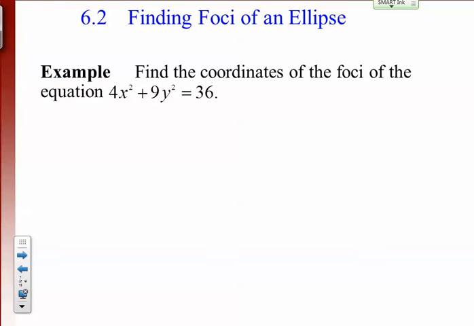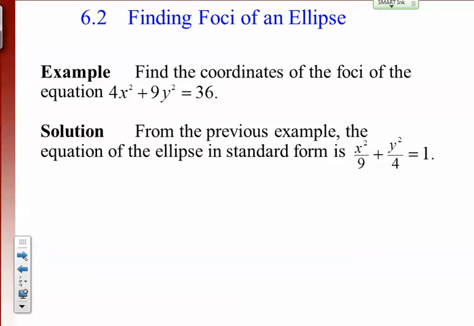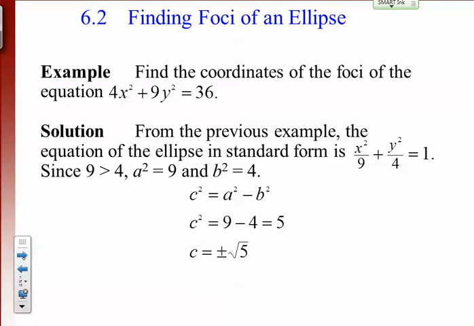Okay, we also talked about focus points. So what about the focus points for this graph? Well, we start out by dividing everything by 36. How are we going to figure out what the focus points are? Well, we have to use the relationship that c squared equals a squared minus b squared. And we know the 9 is the bigger one, so that's going to equal a squared, and the smaller one is going to equal b squared. So we plug those numbers in here. 9 minus 4 equals 5. So c equals plus or minus the square root of 5.